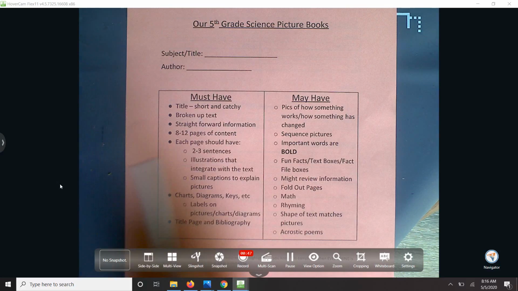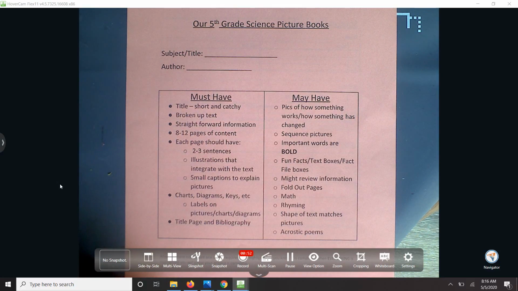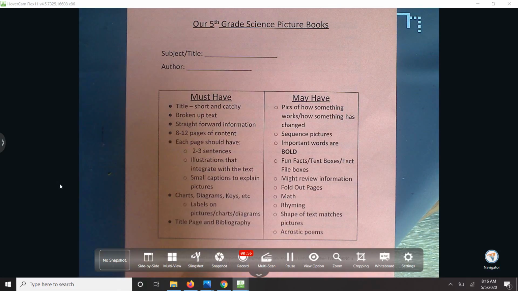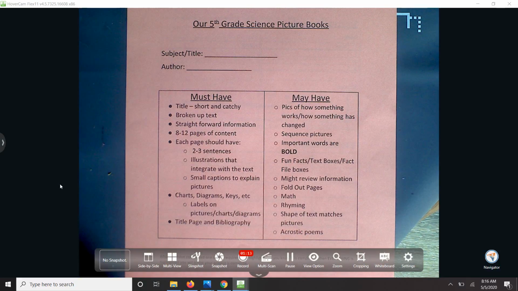You're going to have a broken up text. What that means is you have one story and a little bit of it goes on each page. So when we're talking about this picture book, I want you guys to think about this being for maybe a 2nd grader. Like if we were at school, we would go read these to our reading buddies. So not too many words on each page, about 2 sentences per page.